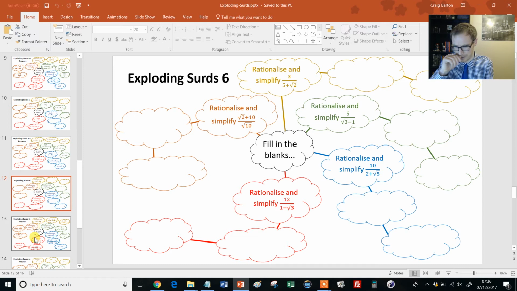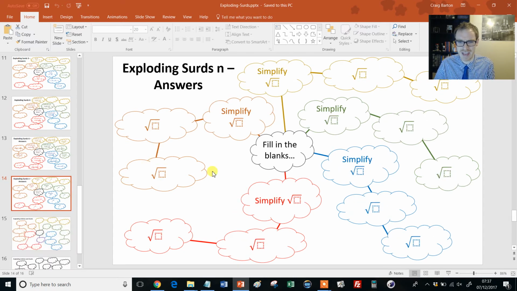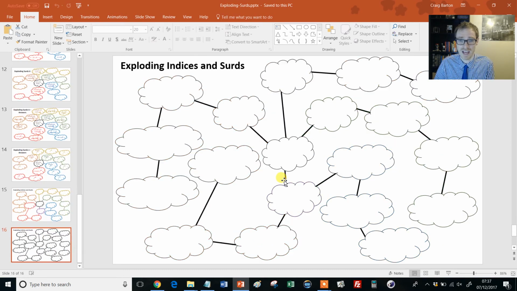But let me just wrap things up. Rationalise the denominator, some tricky ones there. And then look at that. Really just kind of take your pick. What do you fancy doing there? And then some blank ones.